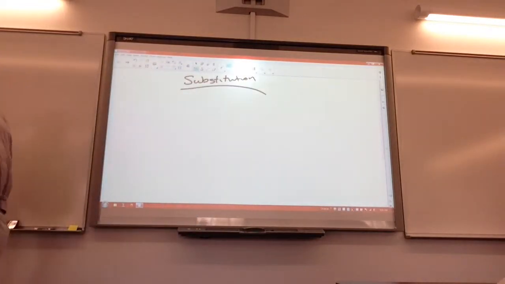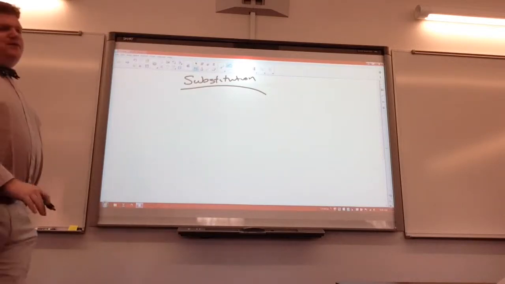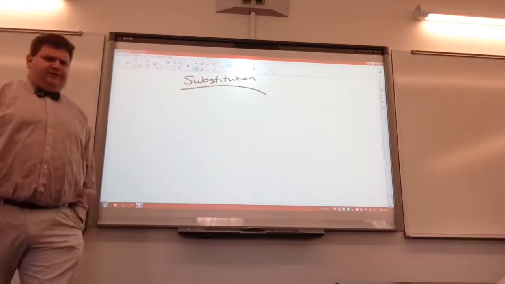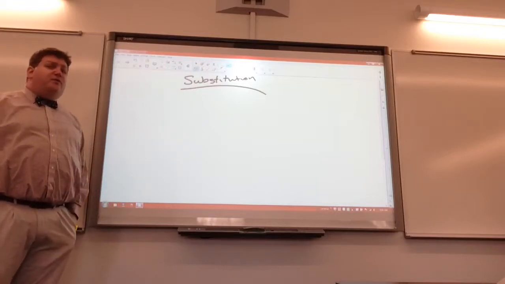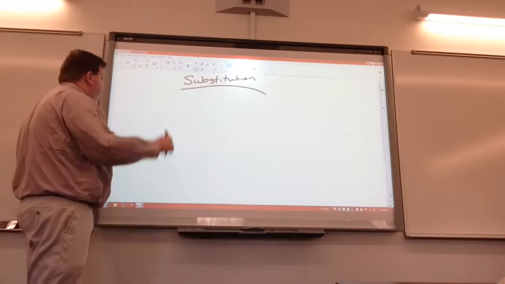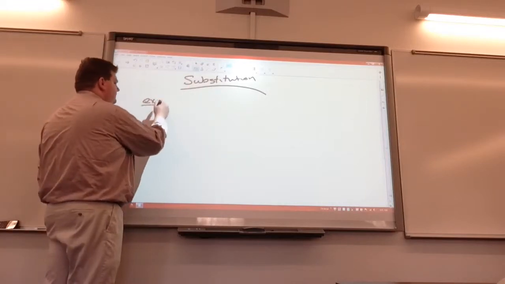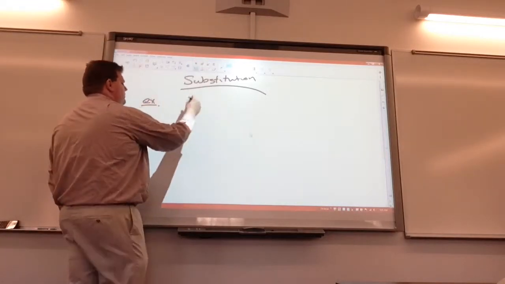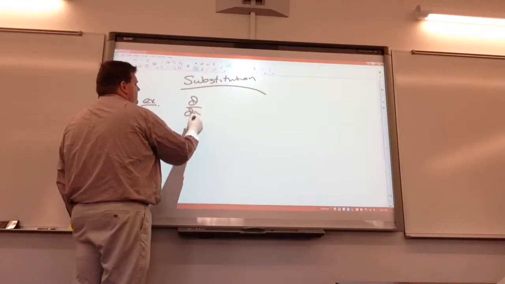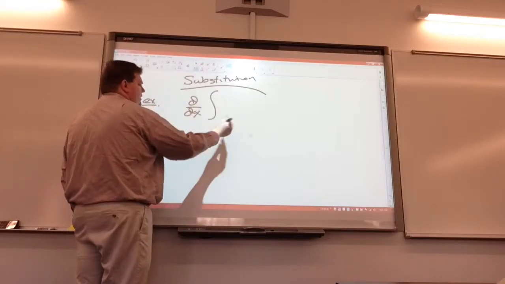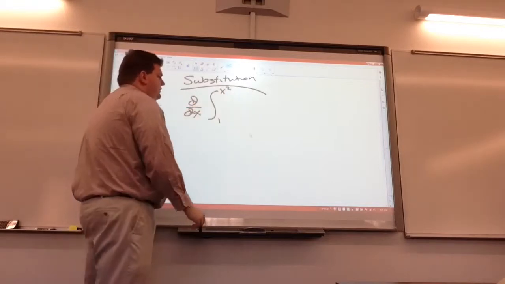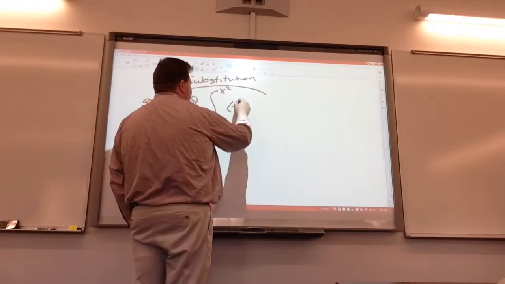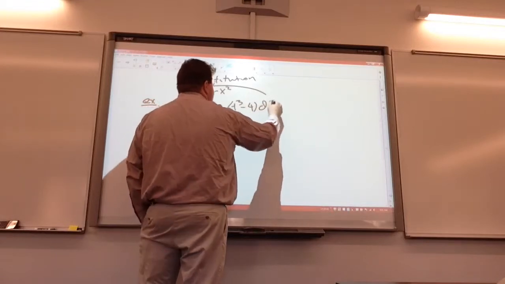Substitution. Basically, substitution is a method we can use to solve integrals that we normally can't solve. We sort of saw this before with the fundamental theorem questions. If you remember, we solved a fundamental theorem question that looks sort of like this: the derivative of the integral from 1 to x squared of t cubed minus 4 dt.